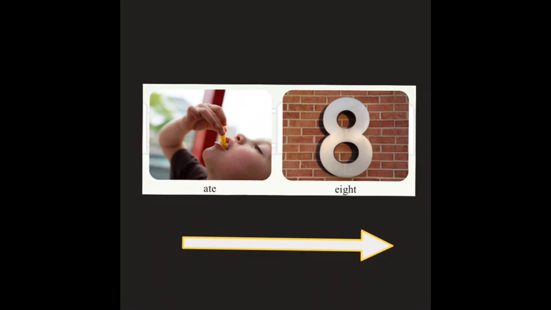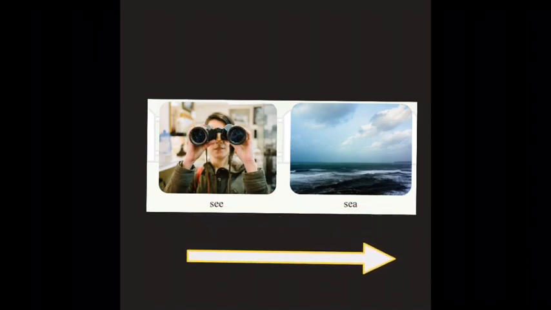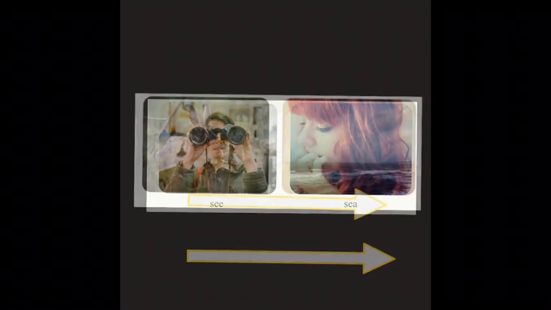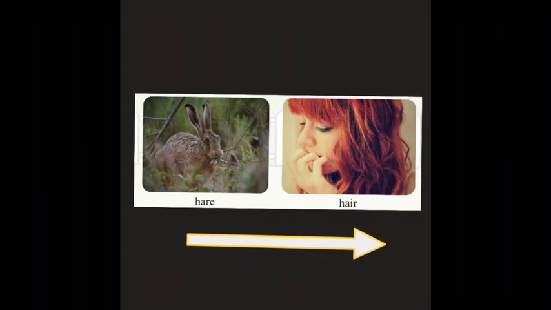Let's have a look at another one. Have a look at this one. What do you think it could be? Let's have a look. It's see, as in seeing something, and sea, as in the ocean. This is the last one. I wonder if you can guess this one. Take a look closely. Let's have a look. It's hare, as in the animal, and hair, as in on your head.